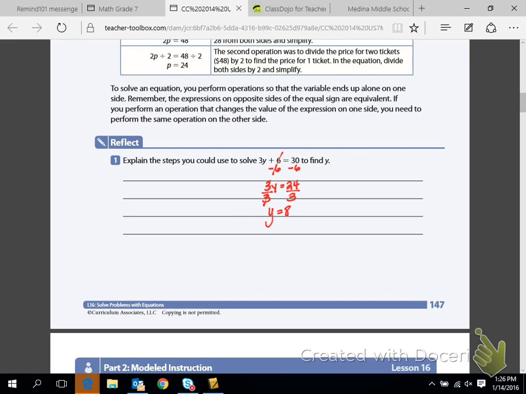So if we wanted to explain these steps, we would say first you subtract 6 from both sides, leaving 3y equal to 24. Then divide both sides by 3 to get that y equals 8.